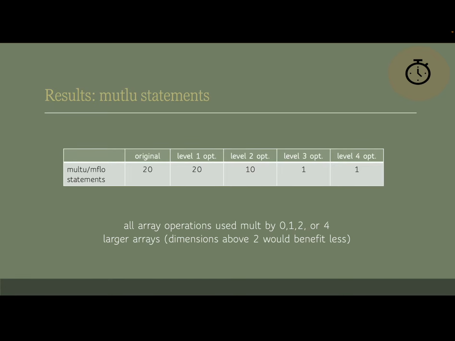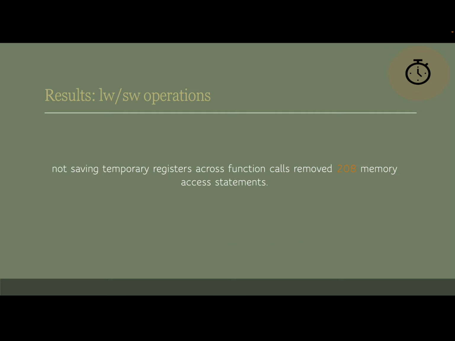The other multiplication operations were able to be completely removed because they were all array management operations. And in this case, each of them was a multiplication by either 0, 1, 2, or 4. Not saving temporary registers across functions removed 208 memory access statements, and those were called frequently as we use a lot of function calls in our program. So we were able to do some great optimization, and I'm excited about the results.